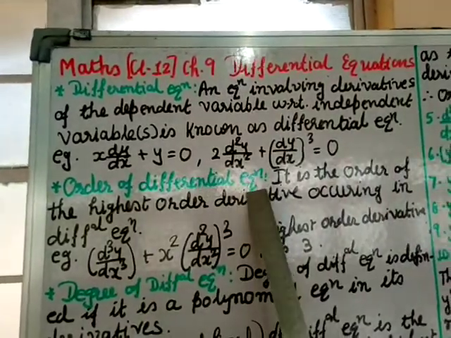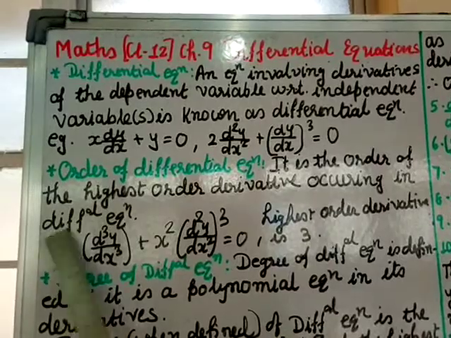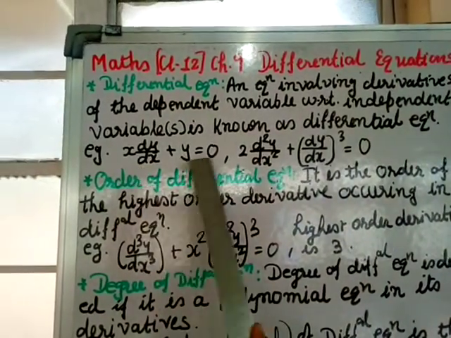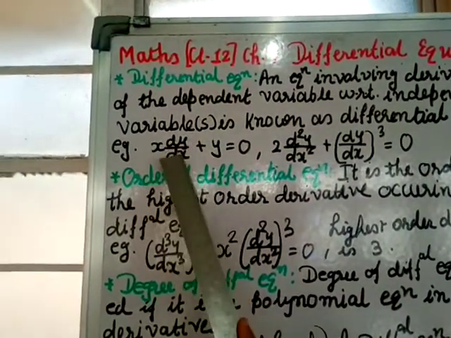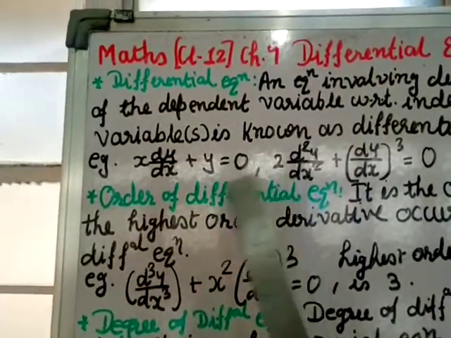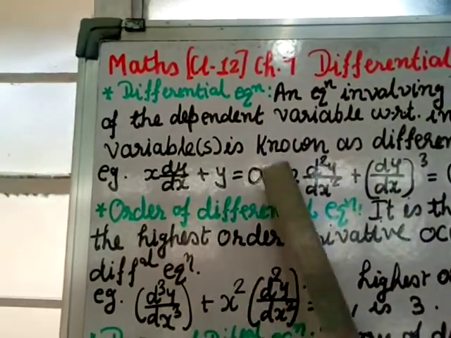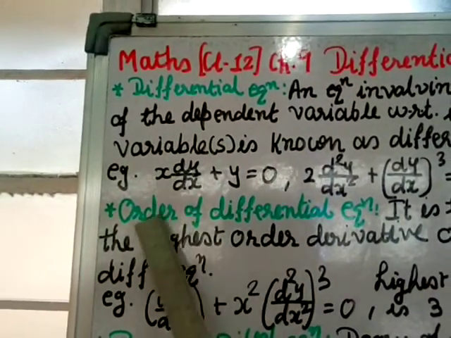Order of differential equation. It is the order of the highest order derivative occurring in the differential equation. So now you can look at this equation: x dy by dx plus y equal to 0. Now it is differentiated once, right? dy by dx means first order or first derivative. Therefore the order of this equation is 1.